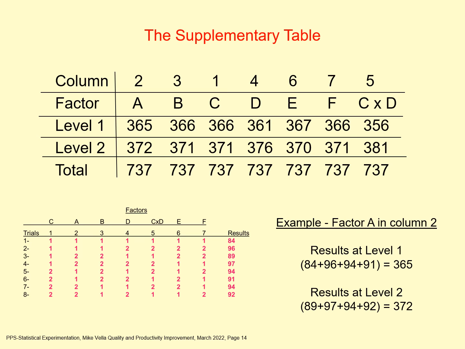In our case, we've constructed the supplementary table by following the numbers. Let's go through factor A, that's in column 2. We've added up all the 1s, 84 plus 96 plus 94 plus 91, to give us 365. That number goes into column 2 for factor A, 365. And then the complement of that, 89 plus 97 plus 94 plus 92 equals 372. That goes into column 2. Of course, each of the columns should add up to 737.